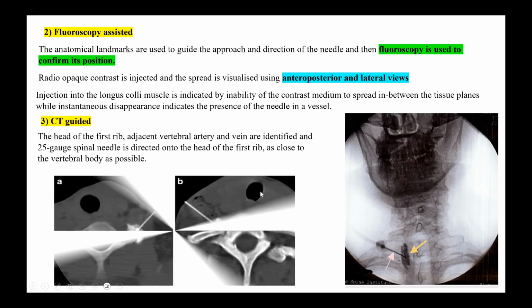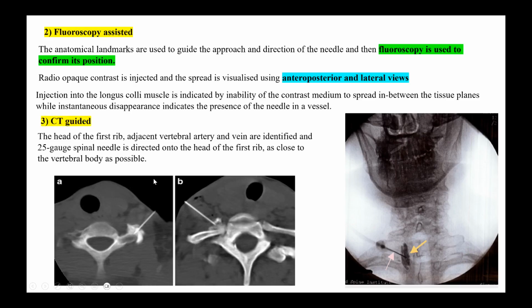The third is CT guided, where you have to take the patient to the CT scan and put the patient there. Here you can see nicely the vertebra, the transverse process, the first rib, everything, and you can direct the needle under CT guidance and go to the exact location and then inject the solution.